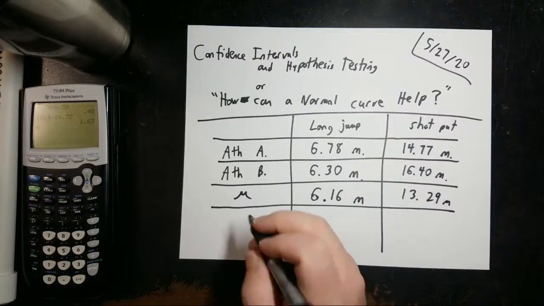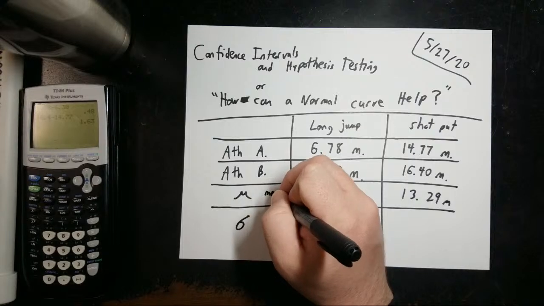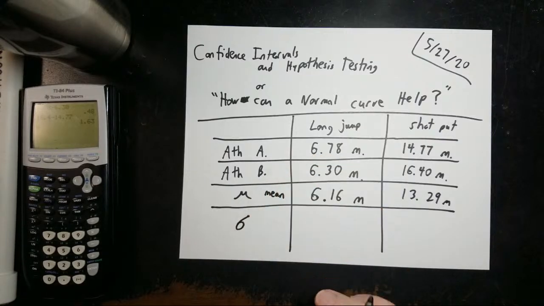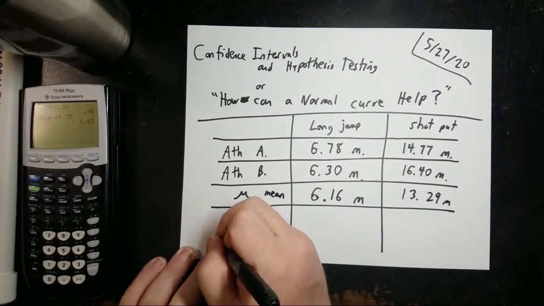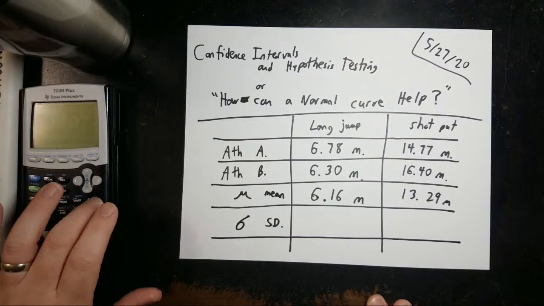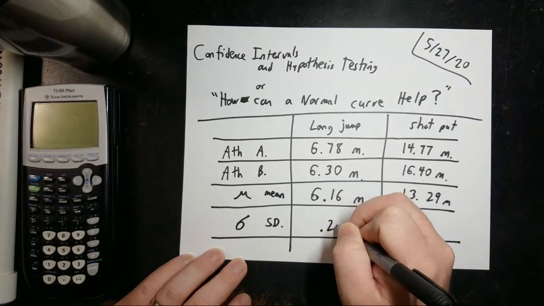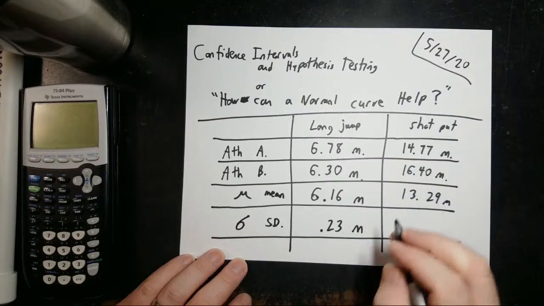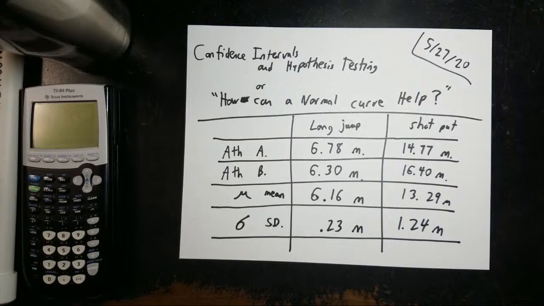Now, there is another measure that I'm going to bring in here, standard deviation. Mu is referred to as the mean, and this sigma, this lowercase sigma, is referred to as the standard deviation. The reason why we need the standard deviation will become prevalent a bit later on, but let me just write it out here. Standard deviation for the long jump was approximately 0.23 meters, and the standard deviation for the shot put was 1.24 meters.